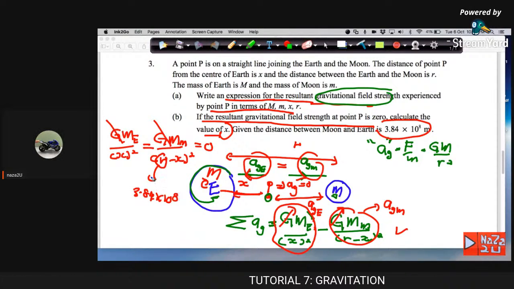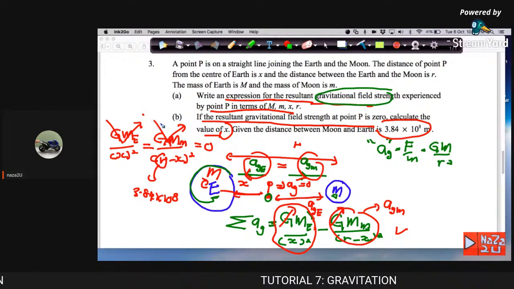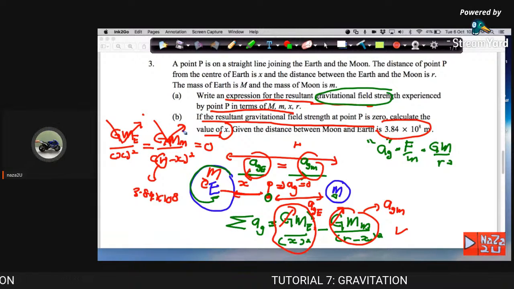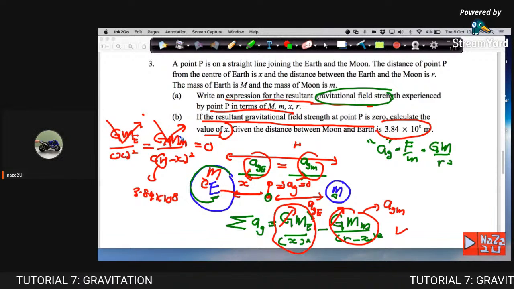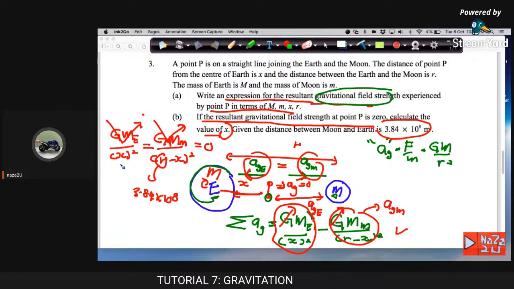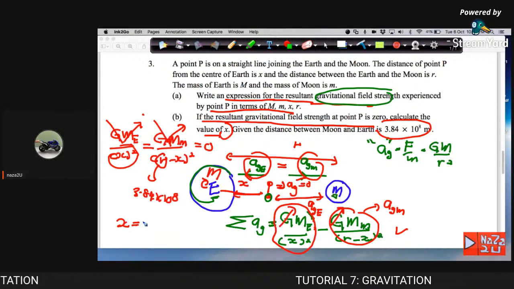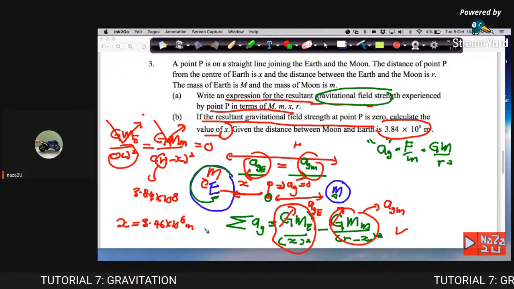exponent X. So daripada persamaan ini, because mass of the moon, mass of the earth is constant, masukkan nilai, right? So mass of the moon 6 exponent 24, mass of the moon di simbolkan adalah 735 exponent 22. So lepas kali kalau kita guna calculator here, so we can find the value of X here. So the final answer for the X is 3.46 exponent 6 meter.